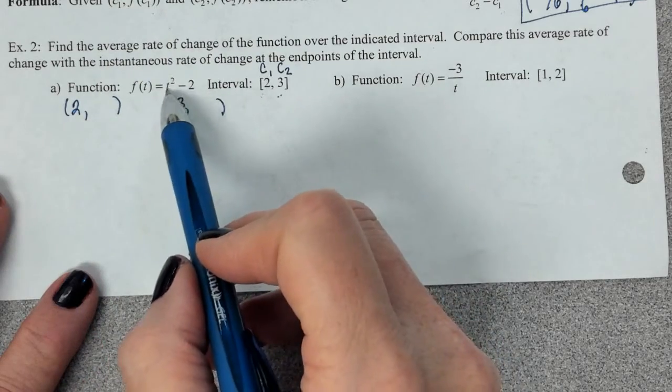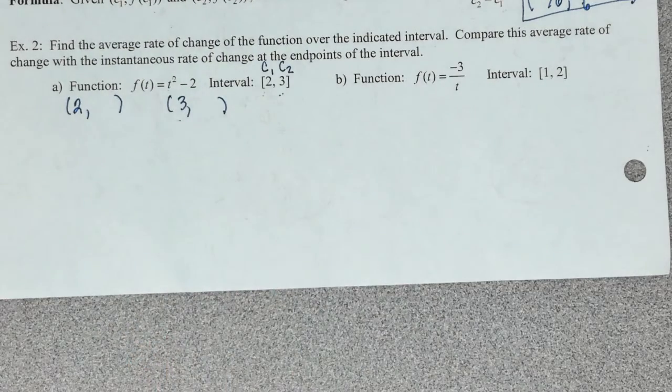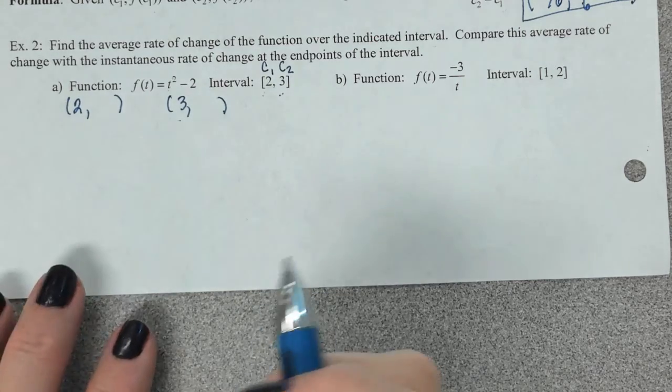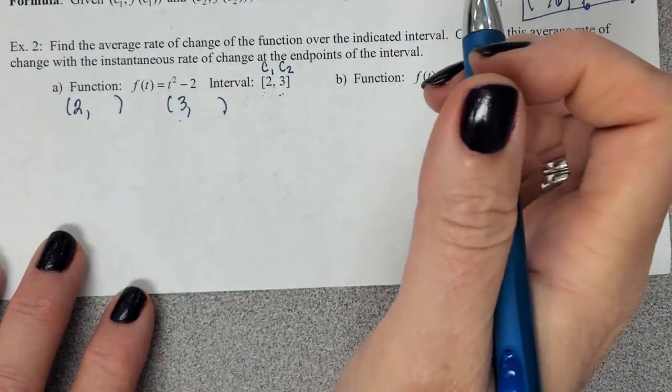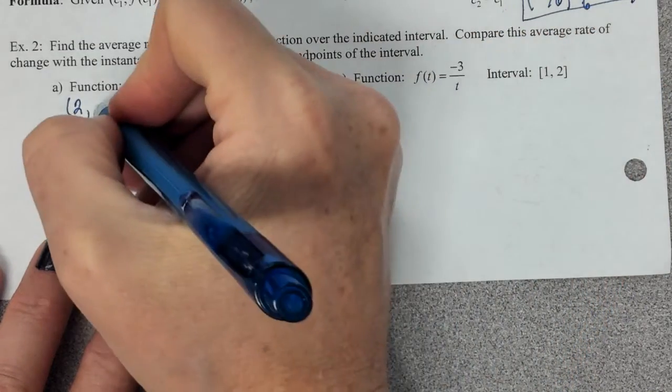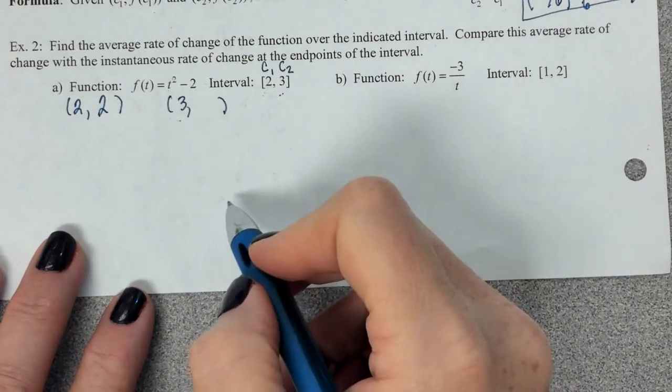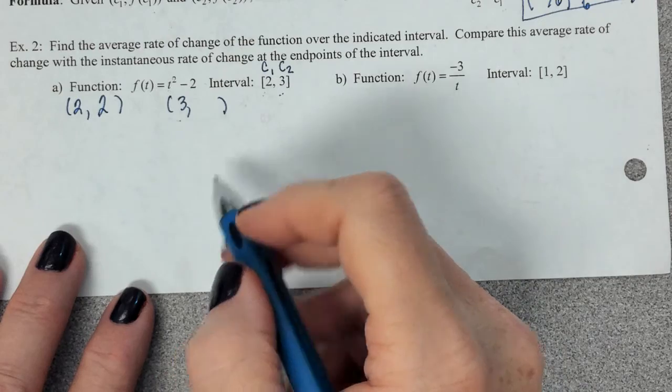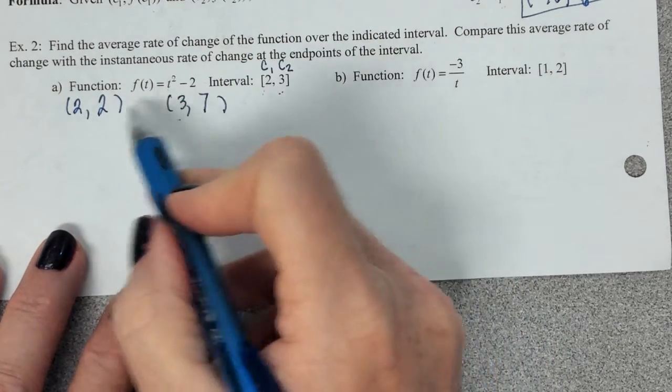So go ahead and do that, guys. Plug in 2 and plug in 3. And Dow, what'd you get when you plugged in 2? 2. All right. And Haley, when you plug in 3? 7. So these are our 2 points.